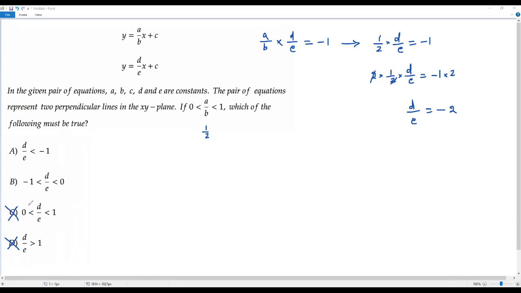Now let's verify answer choice B. Answer choice B says the value of d over e is between -1 and 0. We know that this value -2 does not come between -1 and 0, so it's not true. We can reject answer choice B.